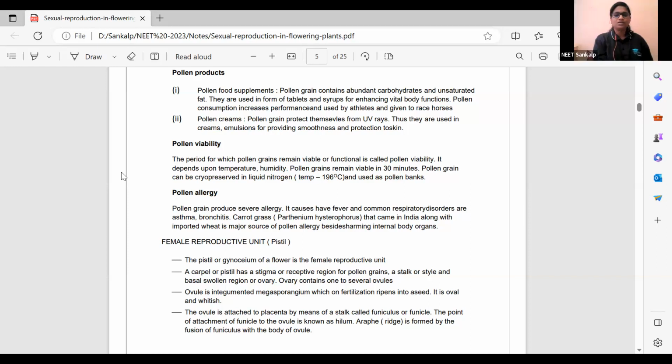Thank you. So here pollen allergy is there. The Parthenium, which we commonly call the Congress plant, its name is carrot grass or Parthenium hysterophorus. So that Parthenium hysterophorus is not from India. It came to India along with the wheat which we imported from another country. You should remember that. Then the female reproductive unit, the pistil.